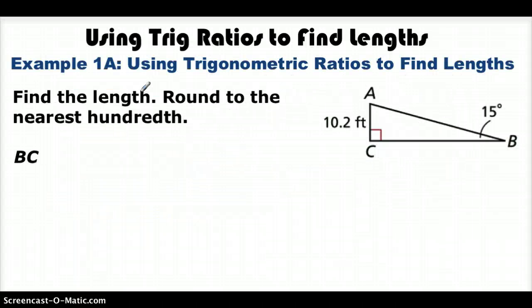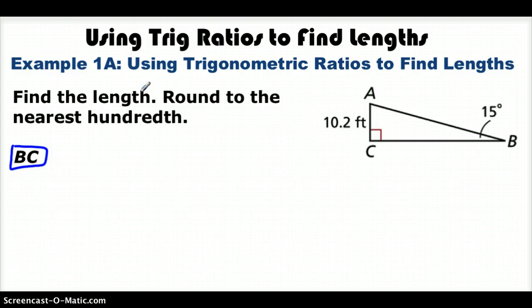Okay, so let's look at a few examples of how we can use trig ratios to find lengths of right triangles given a side length and maybe the measure of one of the acute angles. So it says find the length, round to the nearest hundredth. We are looking for the length of BC. This is what we're actually trying to figure out. Now, let's think about what we actually know here.